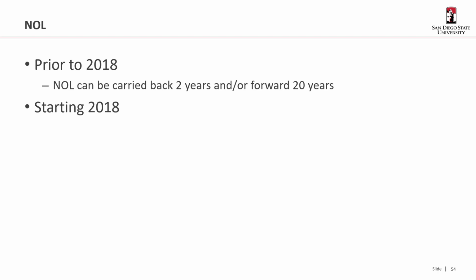All right, so a few more things related to the NOL. The first is, in the rules prior to 2018, you were eligible to carry back an NOL for 2 years, and then you carried it forward for 20 years. You could also simply make an election to carry it forward for 20 years. So what would happen is if you didn't use that NOL in the next 20 years, it simply expired.